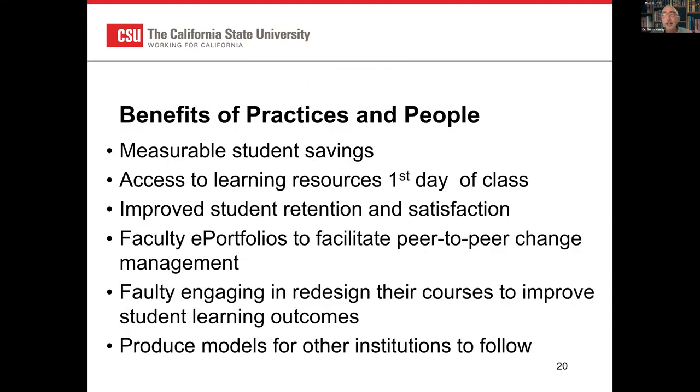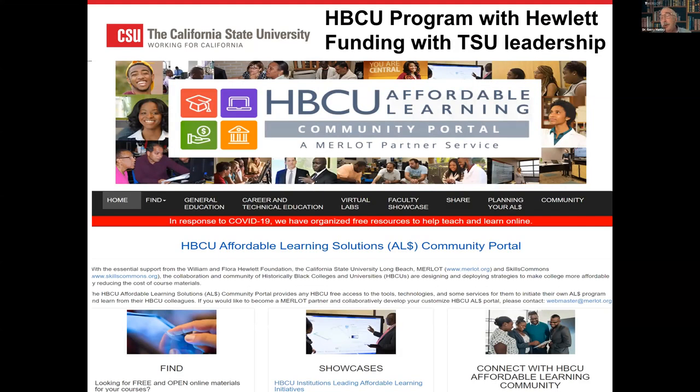So when you're looking at practices and serving people, investing in them, you can get a variety of benefits: student savings, access on the first day, faculty telling their stories and faculty leading. And all this leads to not just benefits to the Cal State system, but we are working with HBCUs with Hewlett funding.